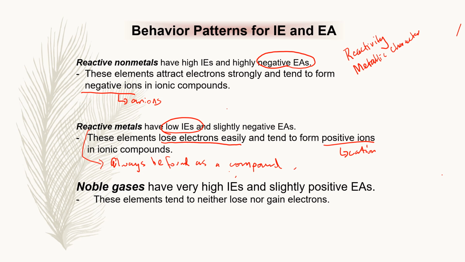Okay. Noble gases, because they have very high ionization energies and only slightly positive electron affinities, typically will not tend to form cations or anions. They'll just stay alone as they are. We have formed a few compounds with noble gases. However, it requires a tremendous amount of energy to be added in, and it has to be with one of the nonmetals like fluorine or oxygen that have very, very highly negative electron affinities.